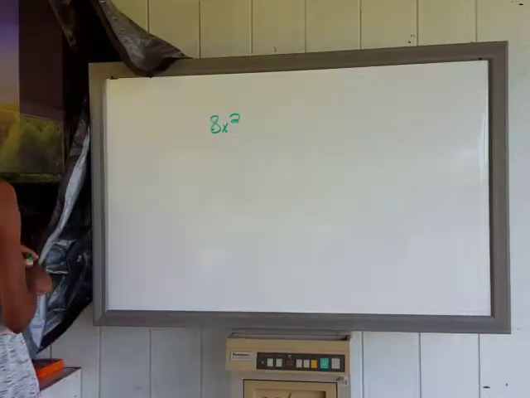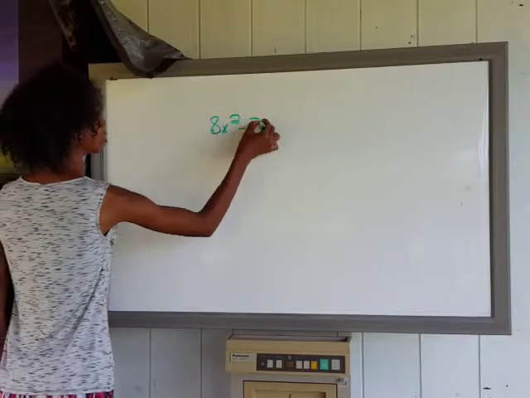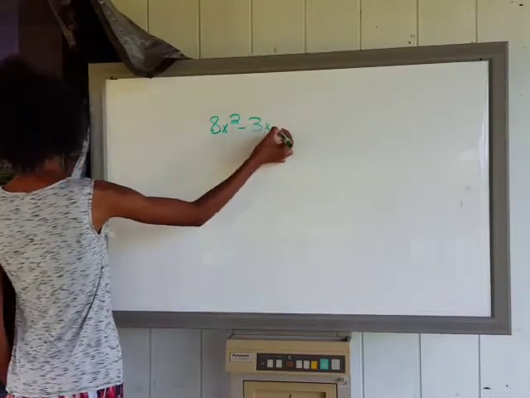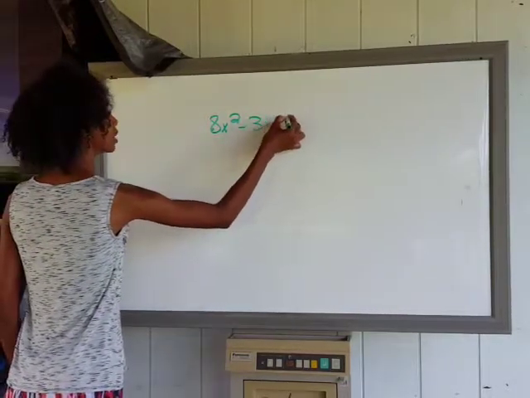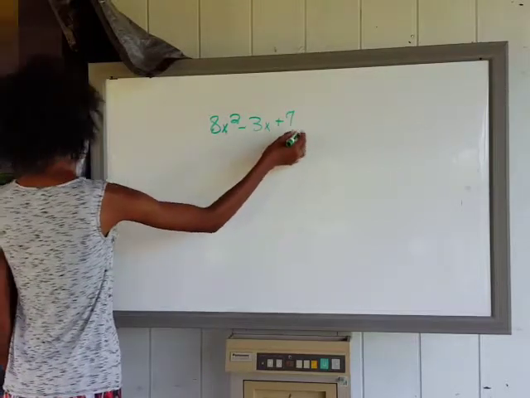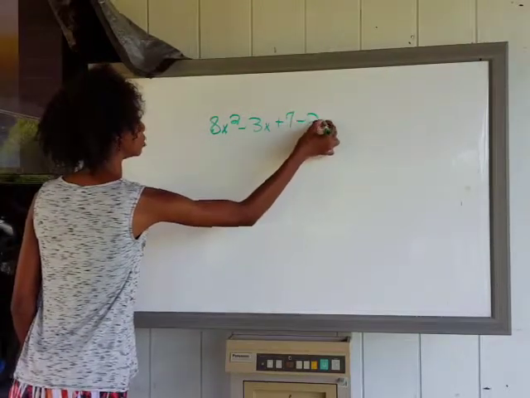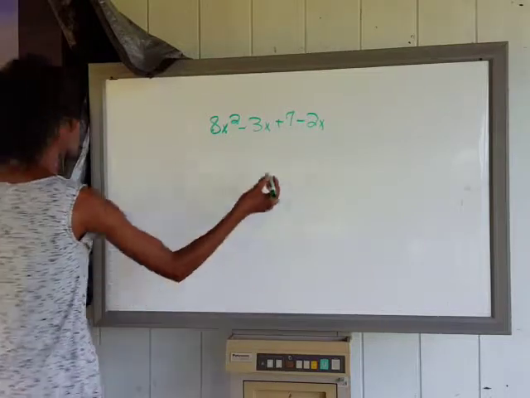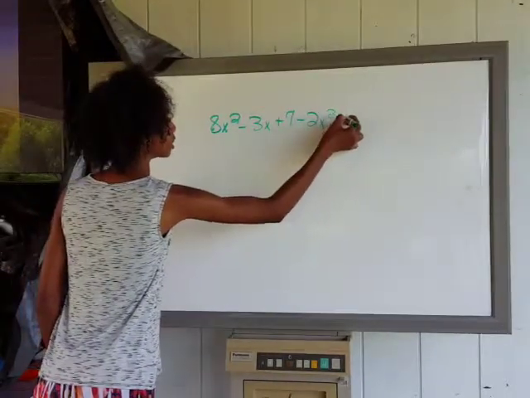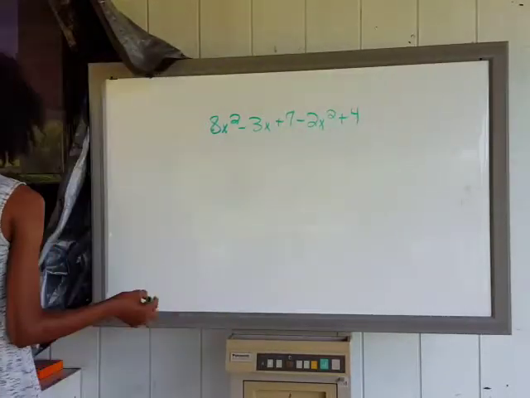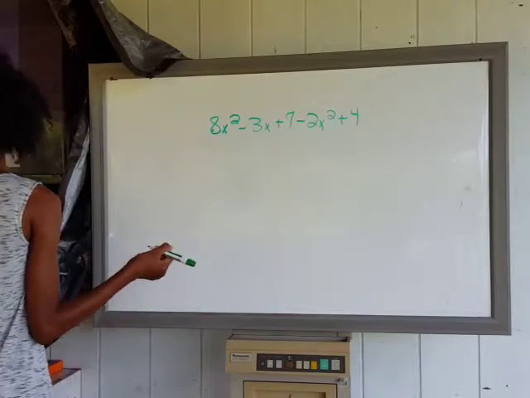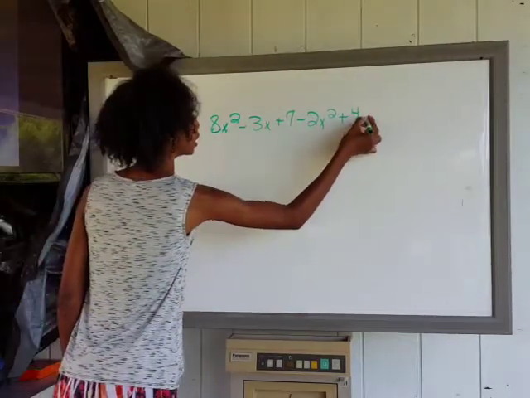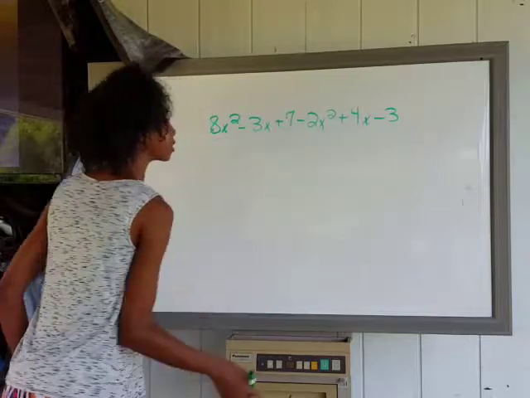Now we have 8x squared minus 3x plus 7 minus 2x squared plus 4x minus 3.